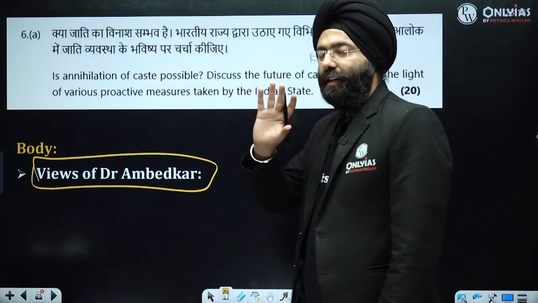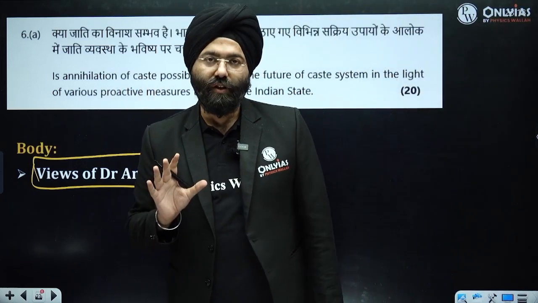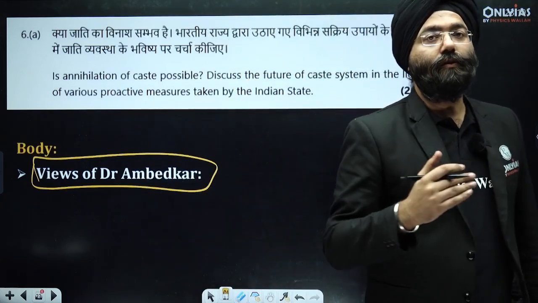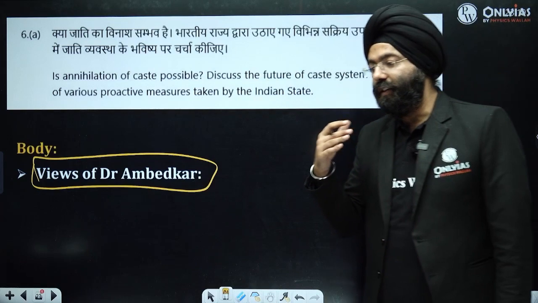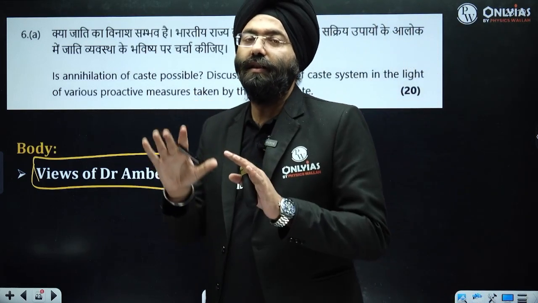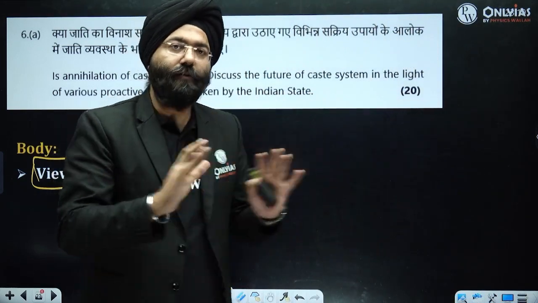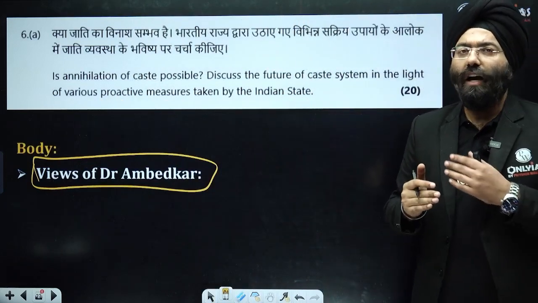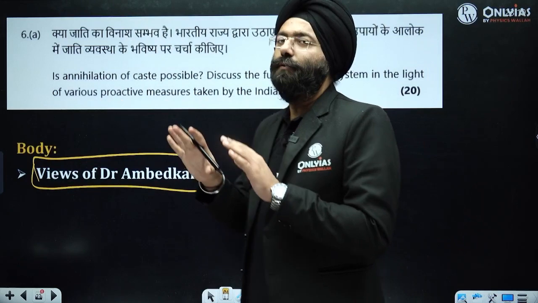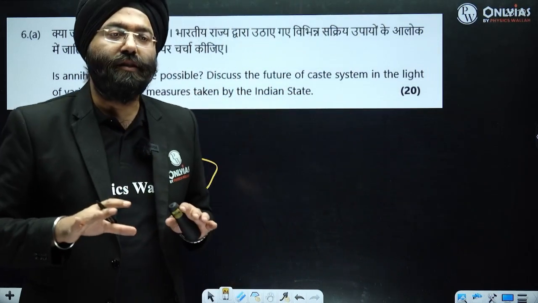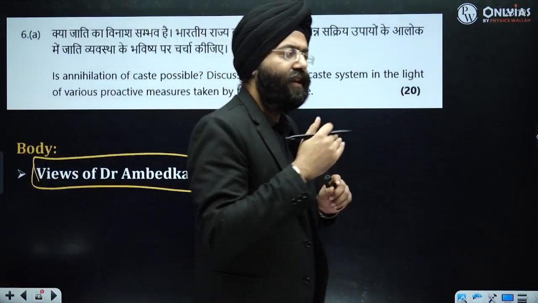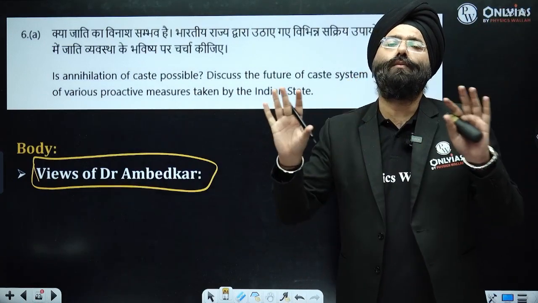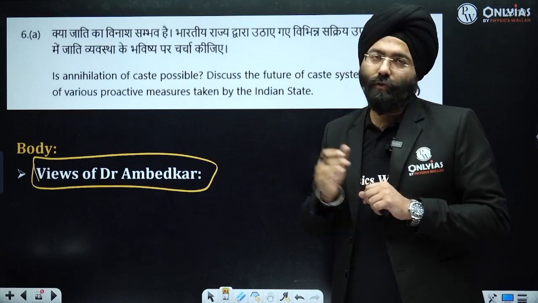Gandhiji's opinion was that untouchability should be abolished, but the Varna system should persist. But Dr. Ambedkar's view was that any form of caste system that exists needs to be completely finished in order to have a proper society, an idealistic society based on egalitarianism, where everyone has equal rights. For that, the caste system needs to be completely abolished. This was Dr. Ambedkar's view.